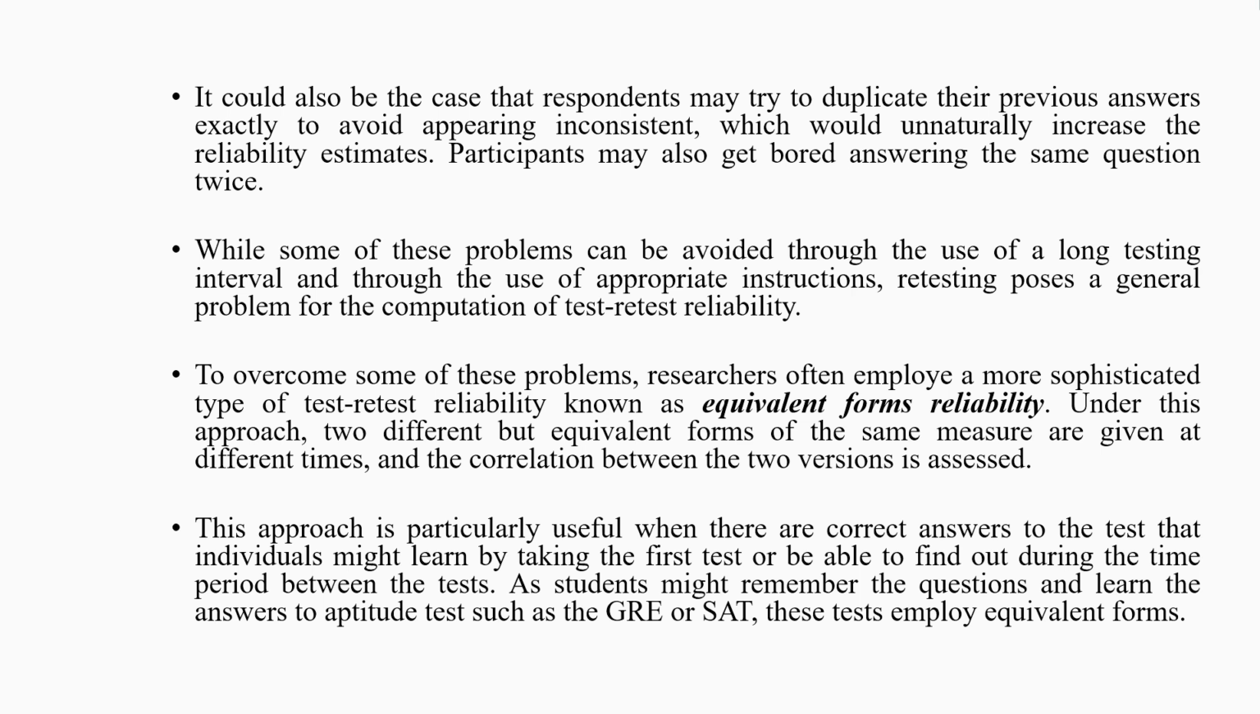So, then when you assess the correlations, you might be closer to getting low random error and higher reliability estimates. This equivalent forms reliability approach is particularly useful when, say for example, certain items have correct answers, which can be learned by the individuals when they take the first test, or they find out during the time period between the tests that, oh, this is the correct answer to that item. So, ideally when you do not repeat the items and you have equivalent versions, it makes it much easier. And this is done in a lot of practical cases as well.